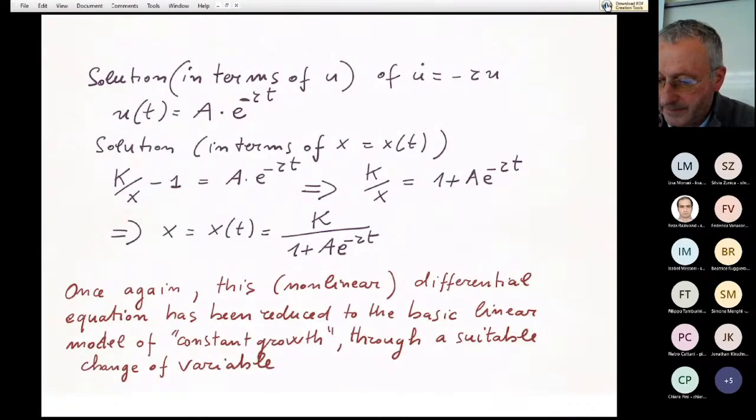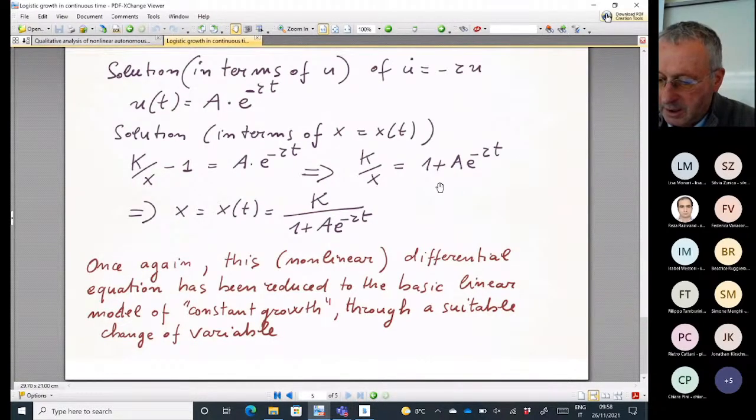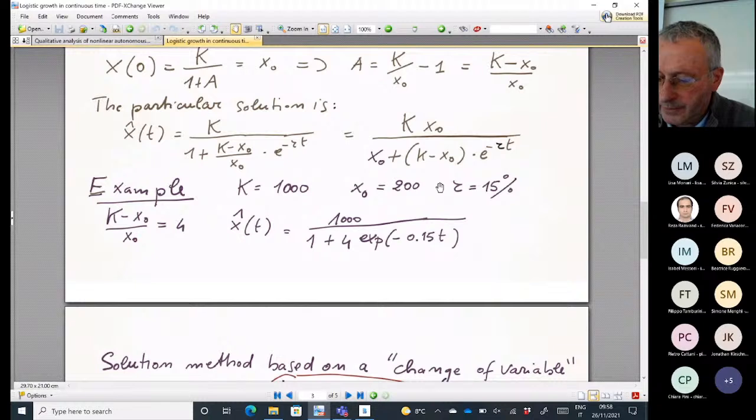There are many ways in which this model is specified. This is the one I like most because it is quite simple to understand. What you get here is the carrying capacity in the numerator, and then it is clear that as t increases, this part decreases, and at the end this will disappear, so eventually you will be very close to the carrying capacity. So this is a quite simple, intuitive expression.